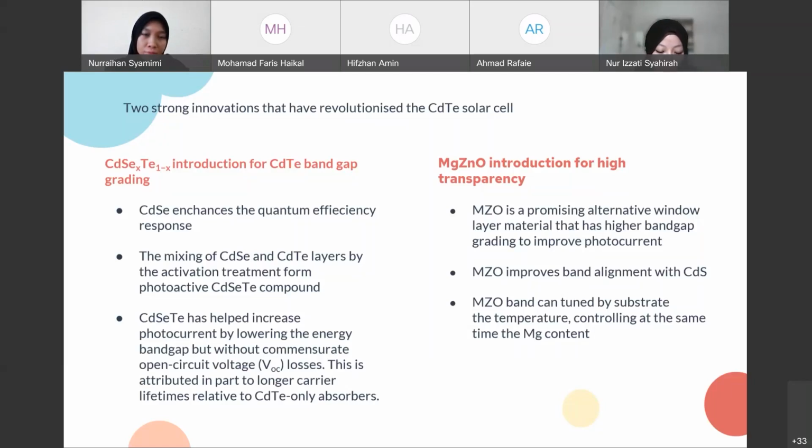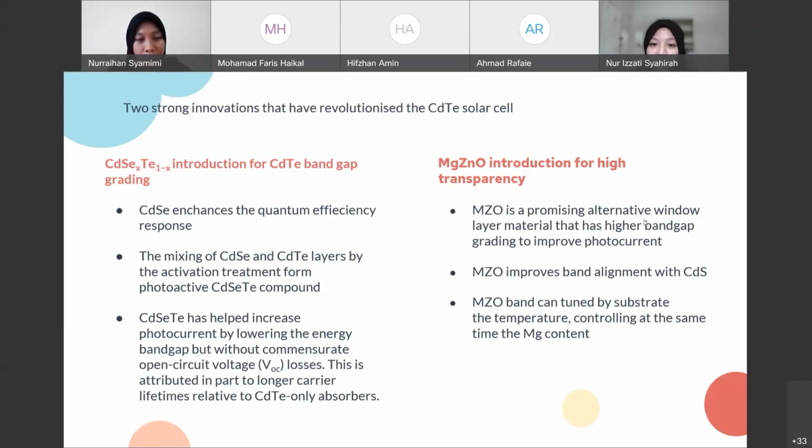And this mixing has a narrower band gap than pure cadmium telluride, so that lower energy photons can also be collected. This cadmium selenide telluride compound has helped to increase the photocurrent by lowering the energy band gap, but without commensurate open circuit voltage loss. This is attributed in part to longer carrier lifetime relative to the cadmium telluride absorber.